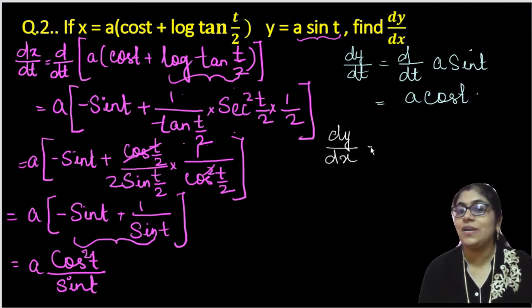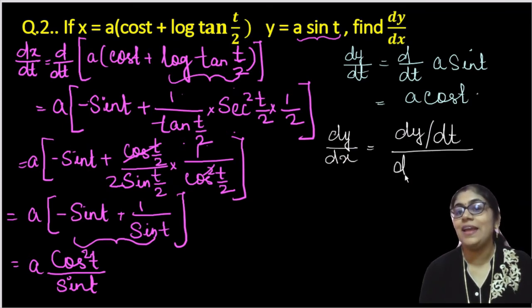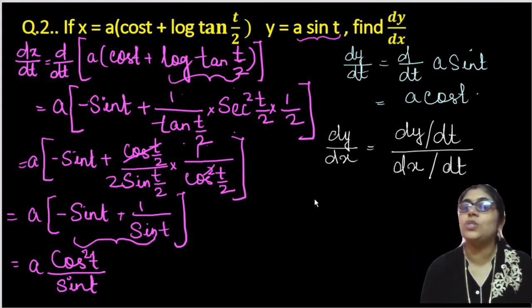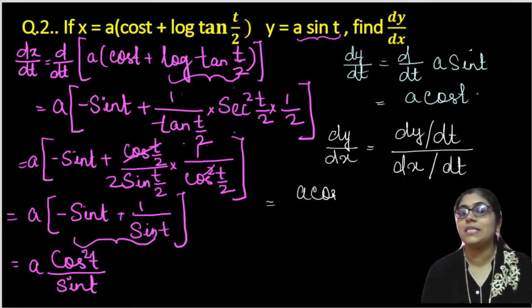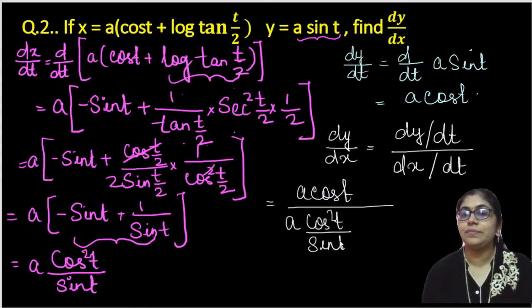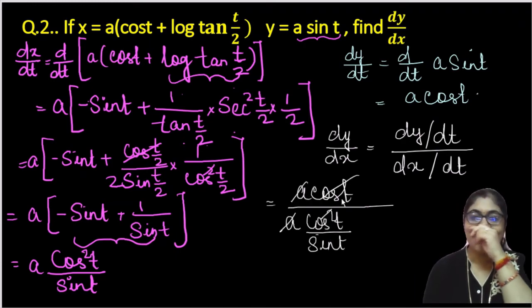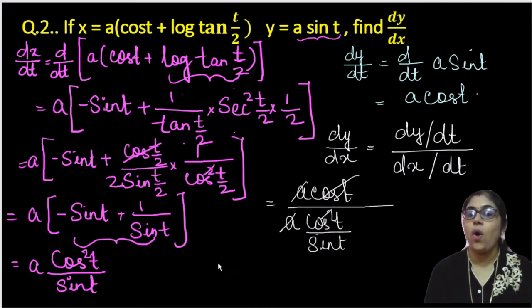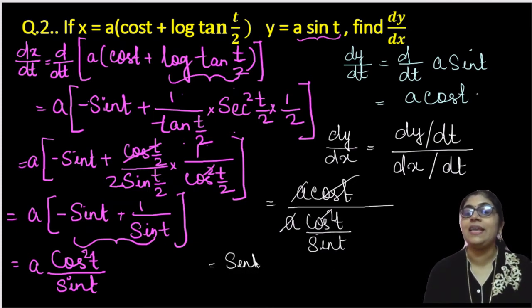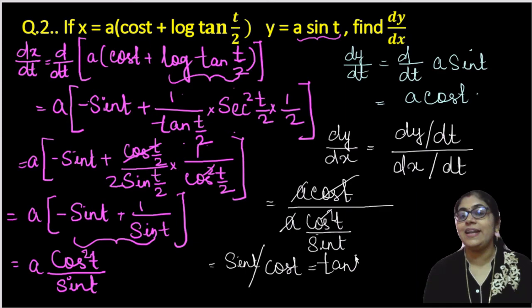And dy by dx is equal to dy by dt divided by dx by dt. So what is dy by dx? Dy by dx is equal to a cos t divided by a cos square t by sin t. So we can cancel one cos here and a here. So our answer is 1 by cos t by sin t, or this is equal to sin t by cos t, or we can write this is equal to tan t.